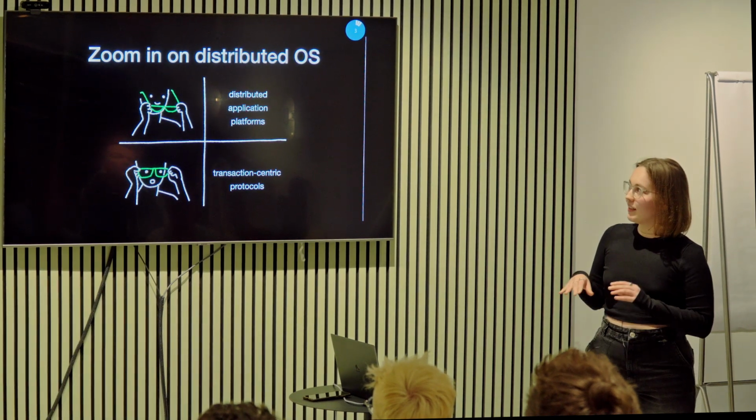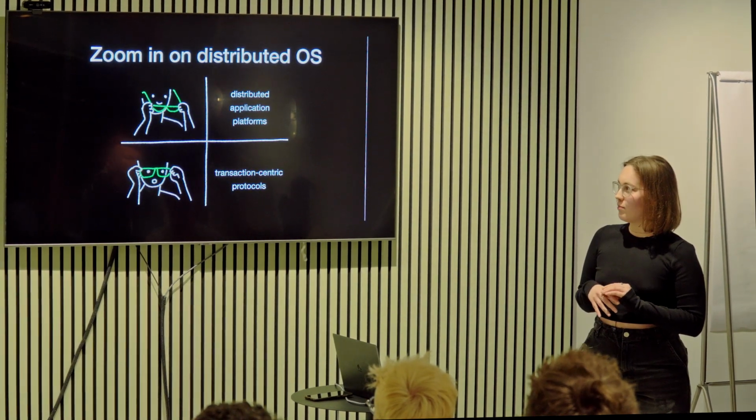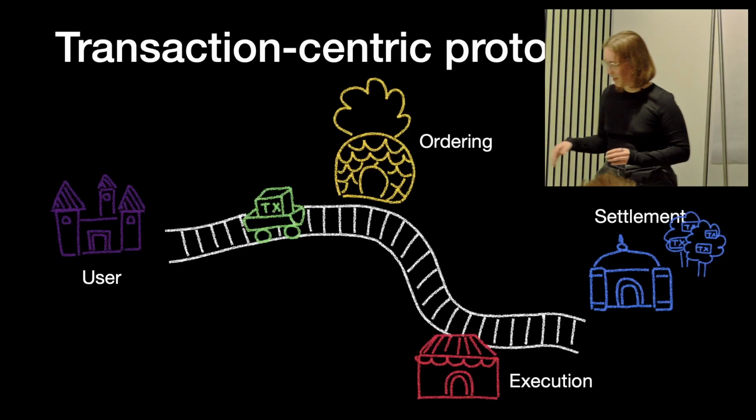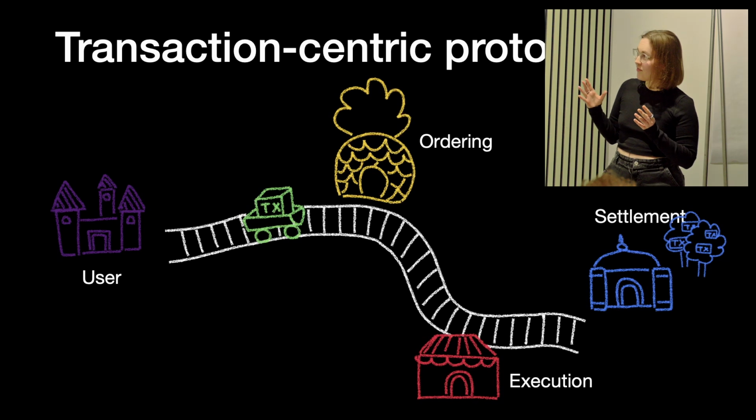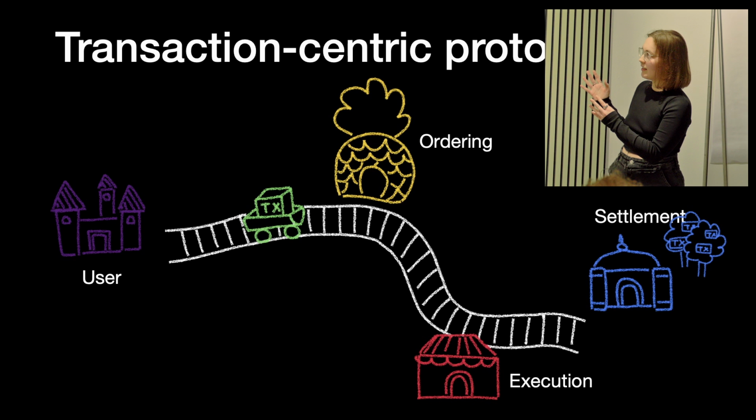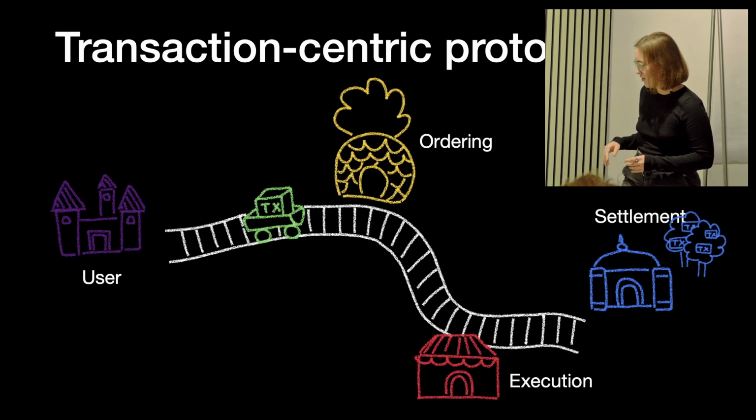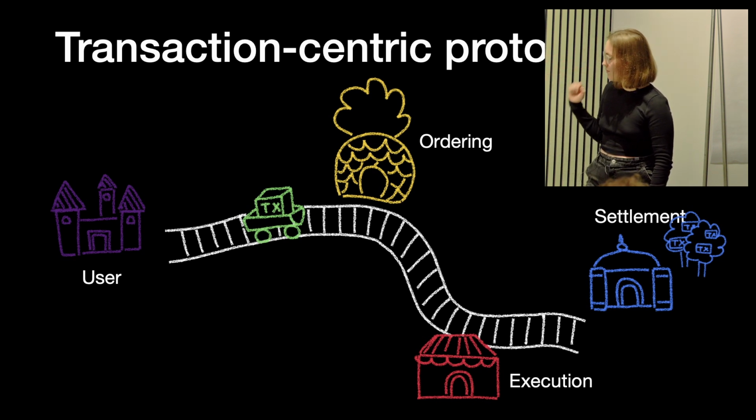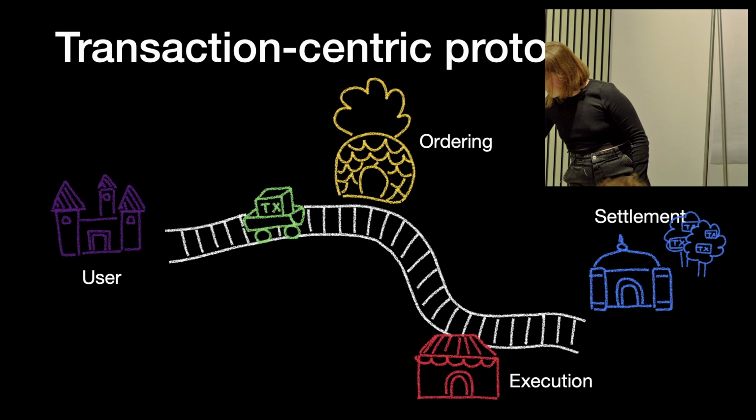If we zoom in a little bit on these protocols, we'll see that most of them are transaction-centric. What it means is that it works like this. A user submits a transaction, then it goes through ordering, execution, and so on, then it settles on the blockchain. Someone might say transactions don't grow on trees, but apparently they do. So we have a garden of transaction-centric delights.